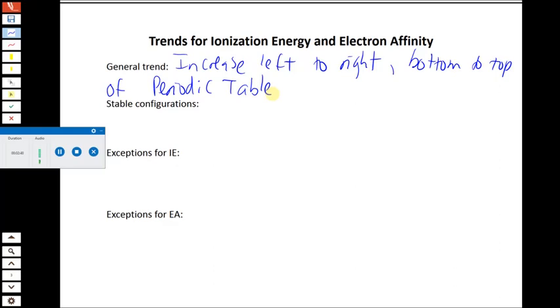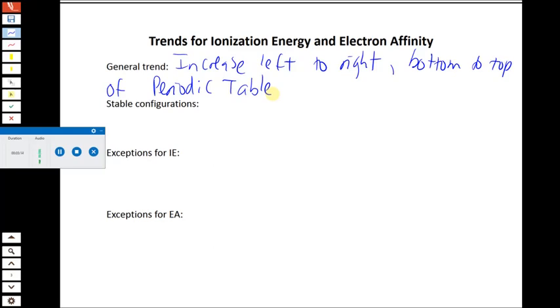But what we have to keep in mind is that there are going to be some exceptions to this trend. And the reason that these exceptions exist is that there are certain electron configurations that are particularly stable. So we have to recall the definition of ionization energy and electron affinity. Ionization energy is the amount of energy it takes to remove an electron from an atom. And electron affinity is the enthalpy change when an electron is added to an atom, so when an atom gains 1 electron. And so if you have a particularly stable electron configuration, the element is not going to want to gain or lose electrons. It's going to want to stay where it is, relatively speaking.